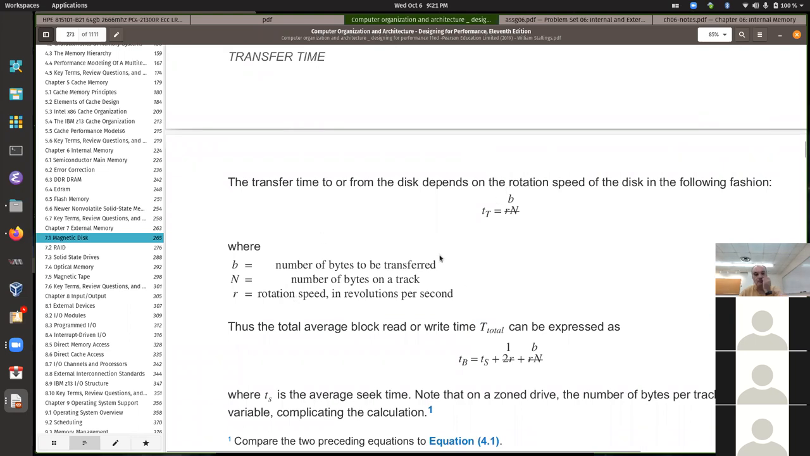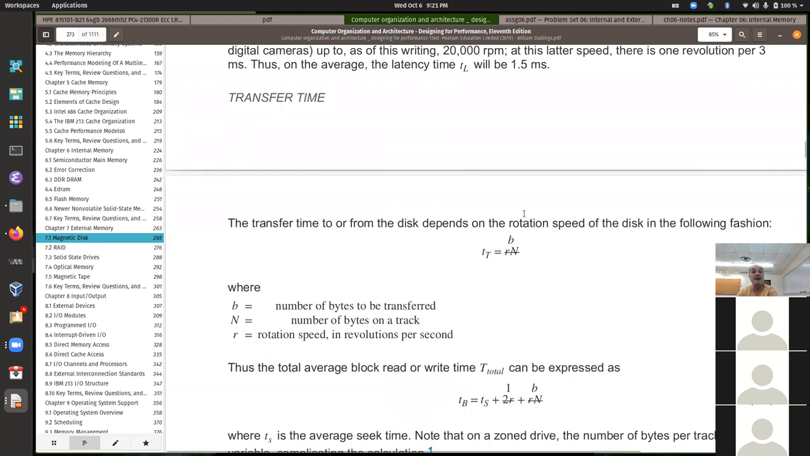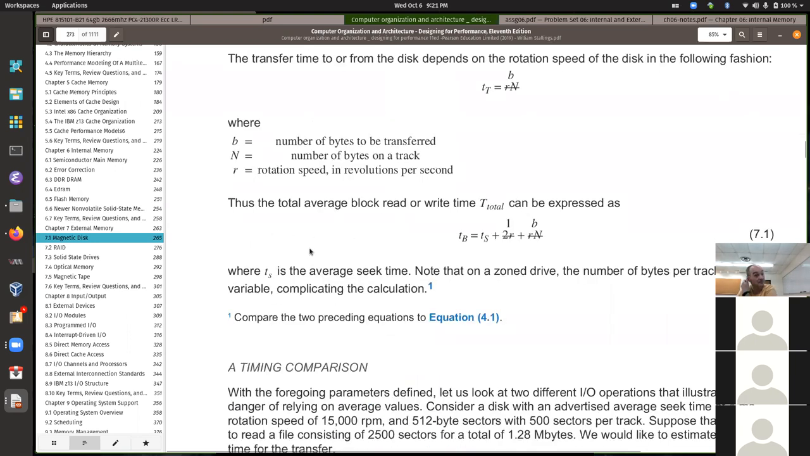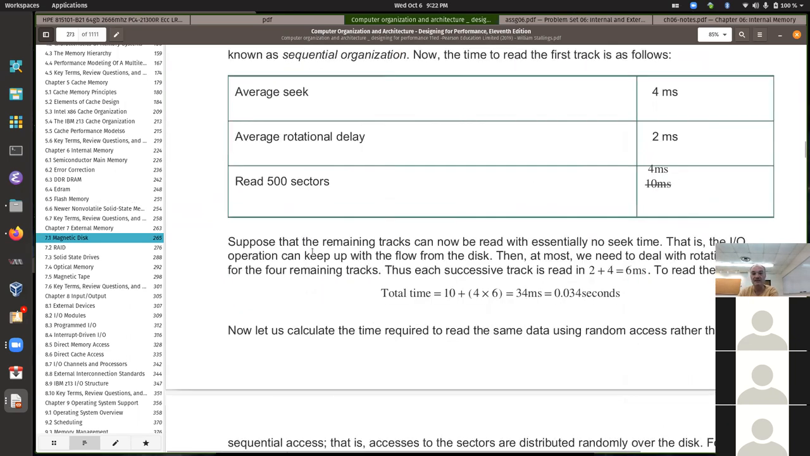There are other relationships or equations you can have in here. How fast that disk rotates will affect the transfer time that you will be able to achieve, things like that.